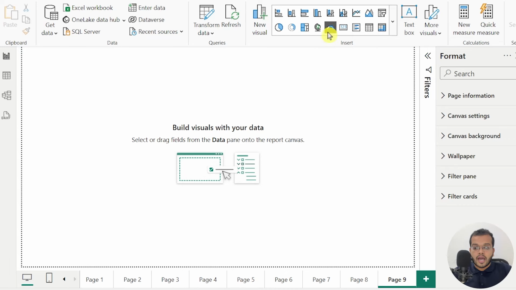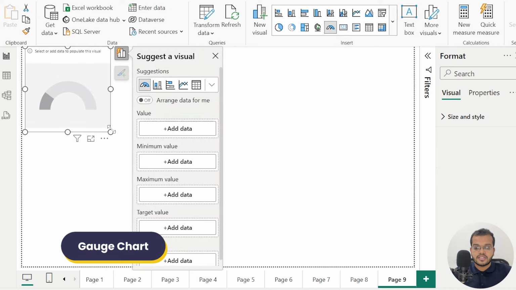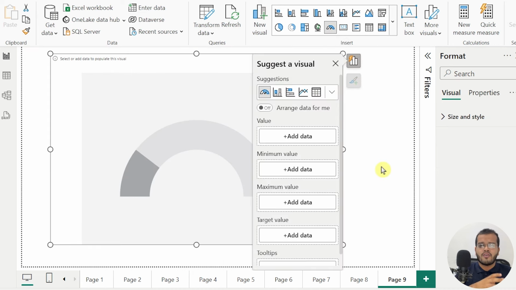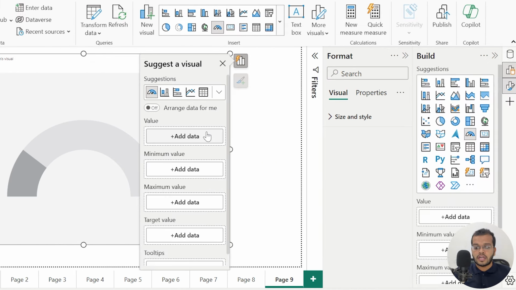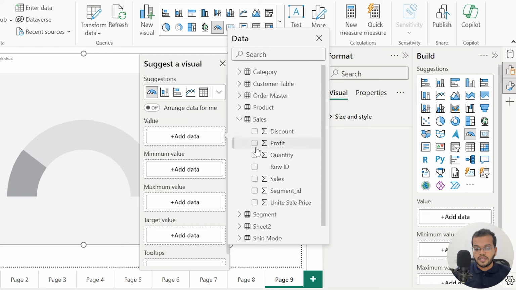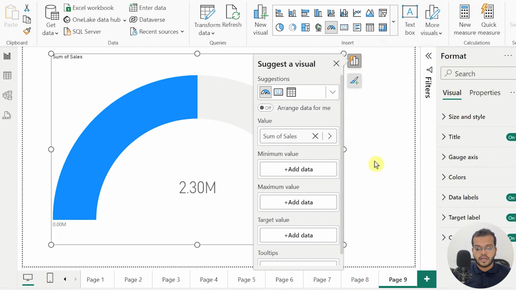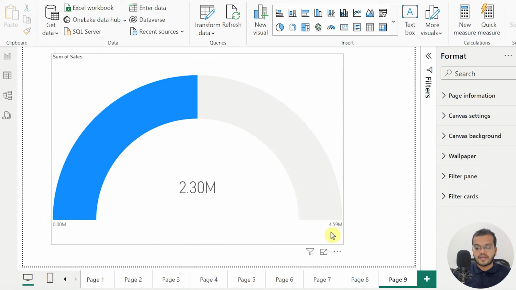Okay, so now I'm clicking on this gauge chart here. We can see this kind of symbol. We have the speedometer, the pressure gauge, and a lot of places where we can see this kind of symbol, right? So it is a semicircle. Now I'm adding some value. Let me take sales. As soon as I take sales, you get a minimum value of 0.00 million, the maximum sales is 4.59 million, and this is my current sales.